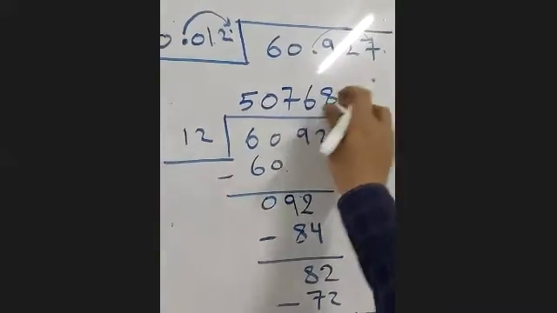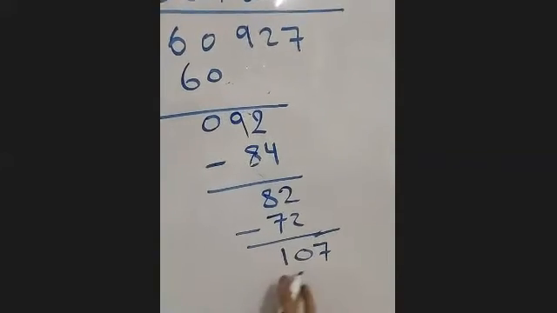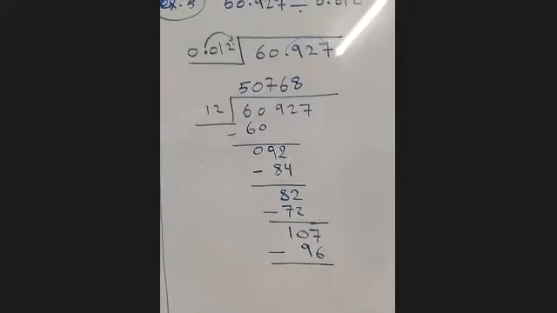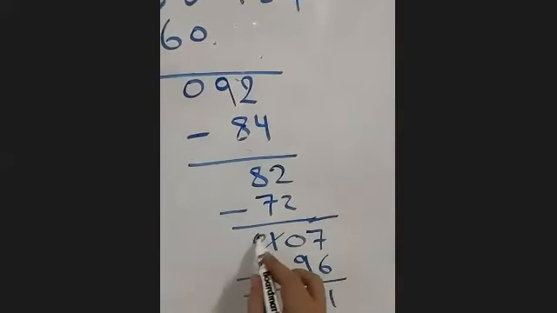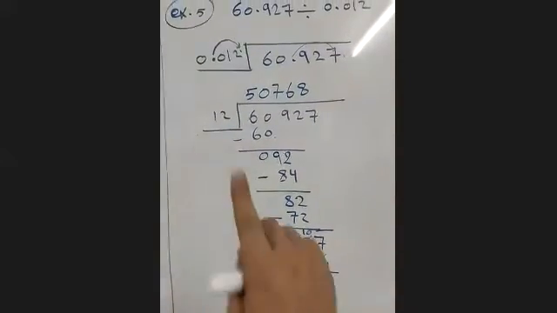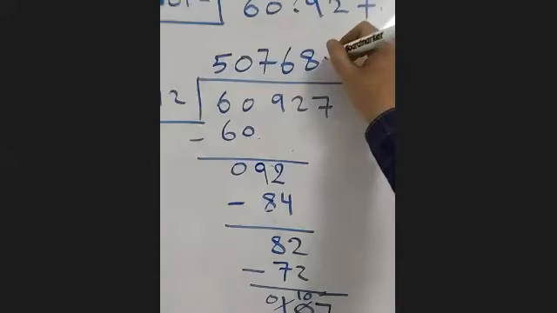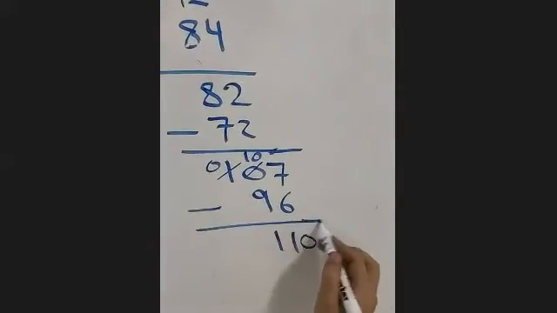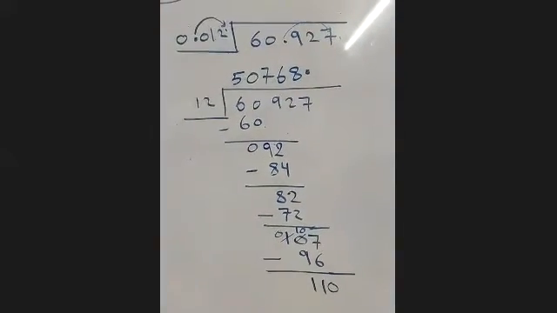8 by 12. 8 times 12, 96. Subtract normally. 7 minus 6 is 1. This one, it cannot be 0, 10. 10 minus 9 is 1. Now 11 is less than 12, so I'm okay. I get the 7. Now I put what here, guys? Decimal, as we did before. And here we add what? 0. Now 110 divided by 12, 9.